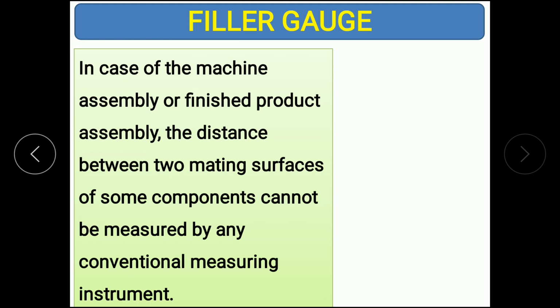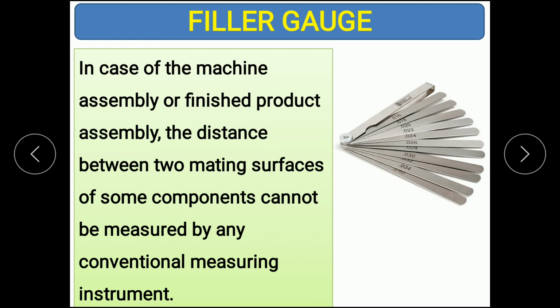Next is filler gauges. Filler gauges are used in machine assembly or finished product assembly. The distance between two mating parts of some components cannot be measured by conventional measuring instruments like a micrometer. If the dimension is very small, we cannot measure it using a micrometer, vernier caliper and other instruments. So in that case we will use this gap gauge, sorry, that is filler gauges.